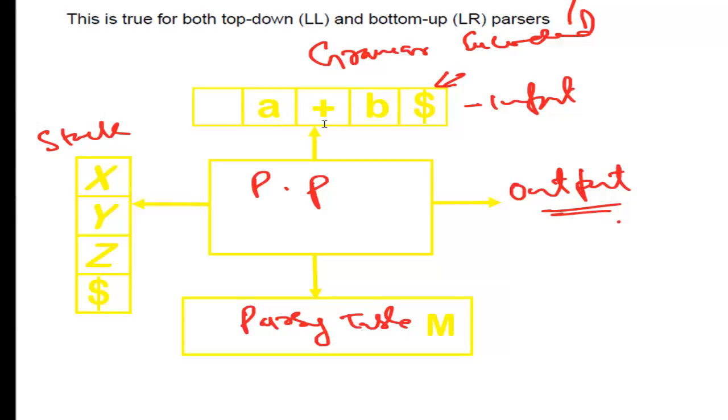Now this is the input buffer, which contains the string that needs to be parsed. These are the tokens which we get from the lexer. The stack contains a sequence of grammar symbols, and then we have the driver program which drives everything together and uses the parsing table as well. On the stack, firstly we put the start symbol and the dollar sign, and then we start putting things on the stack and working to build our output.